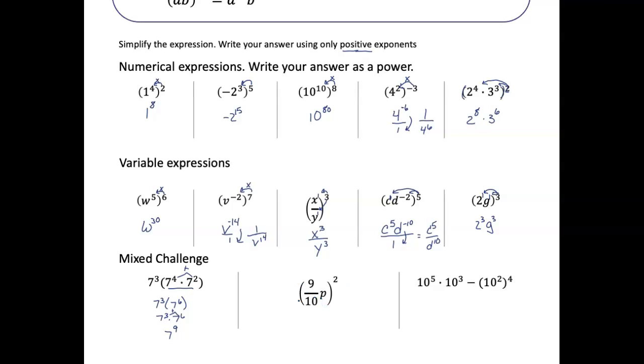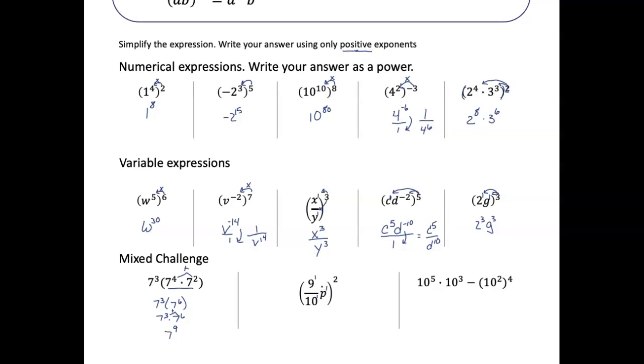All right, new parentheses inside, 9 tenths p, 9 tenths p, and I have this 2. Now the 2 has to go see everybody on the inside. And you're like, but there's no exponents. Every number has an exponent. When we don't see it, it's a 1. Every variable has an exponent. When we don't see it, it's a 1.